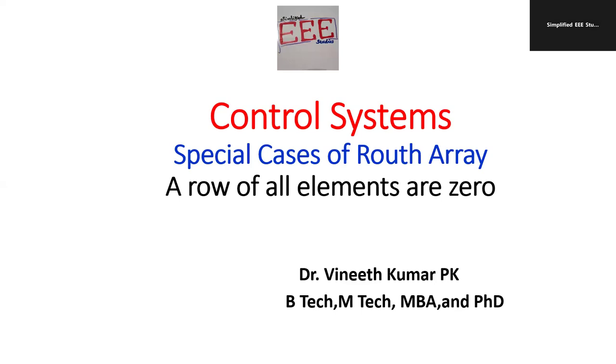Why? Because all the elements of the first column should be positive or negative. Then only we can say whether the system is stable or not, correct? But if you find any zero, what to do? We cannot take a decision. At that time, we'll be applying the concept of auxiliary equation.